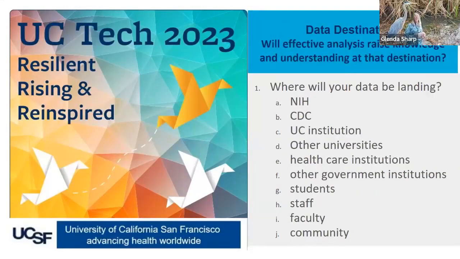The data destinations. This is important. When you're designing your project, whether you are just looking at it, or whether you know where it's going to be, where you're going to send it, how you're going to send it, what sort of analysis tools you might use. Where will it be landing? NIH, CDC, a UC institution, healthcare institutions, other government institutions, students, staff, faculty, or the community at large.